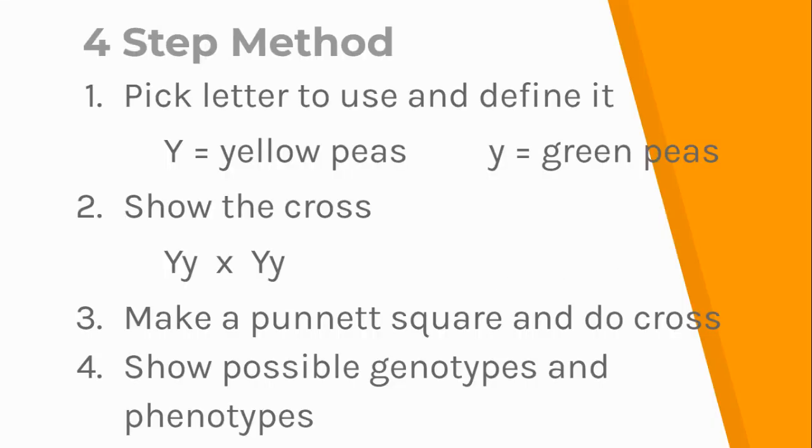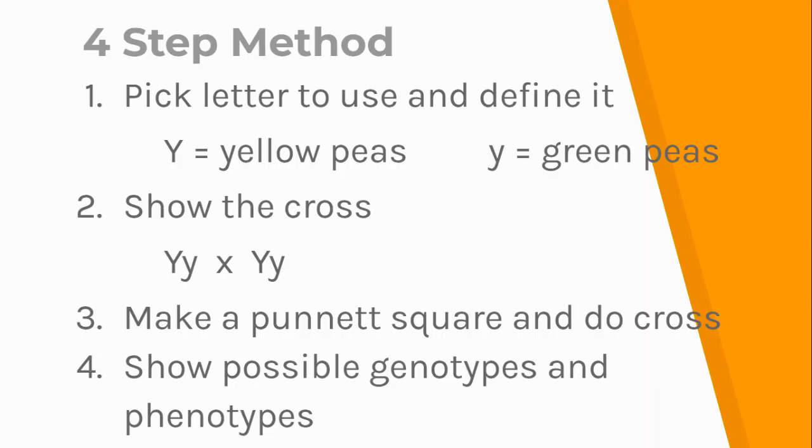We are going to utilize something called the four-step method to solve genetic cross problems. The first step is to pick a letter and define it. So you would pick whatever, A. Capital A equals the dominant trait, lowercase a equals the recessive trait. So maybe my dominant trait is yellow peas, my recessive trait is green peas. I give the dominant trait to the capital letter, recessive trait to the lowercase letter.